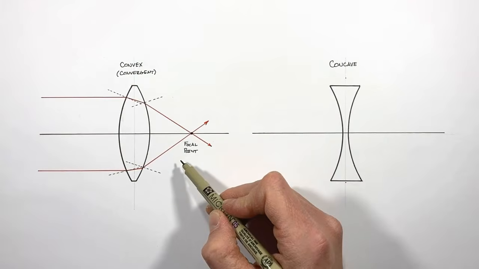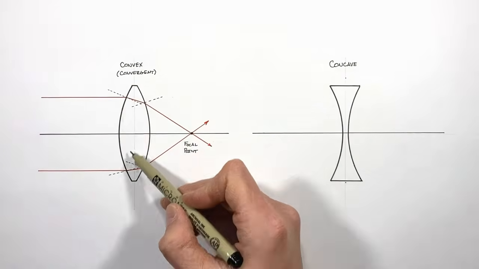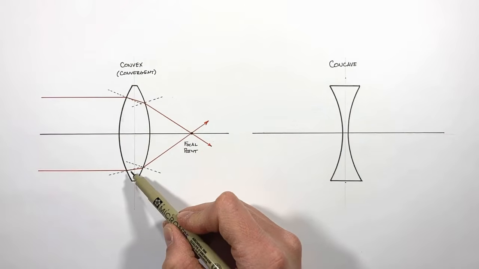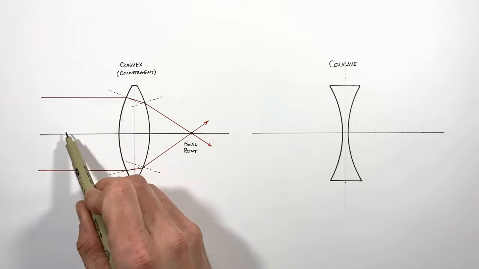Now, unlike a mirror which only has a single focal point, a lens actually has two focal points. The second focal point for a lens is actually over here.